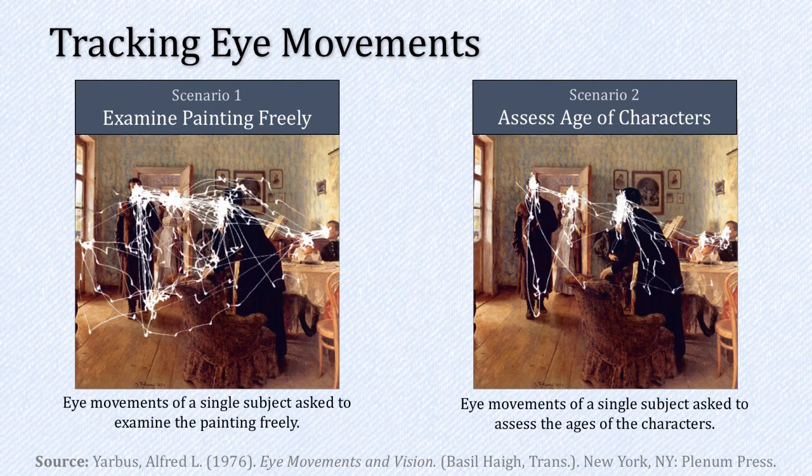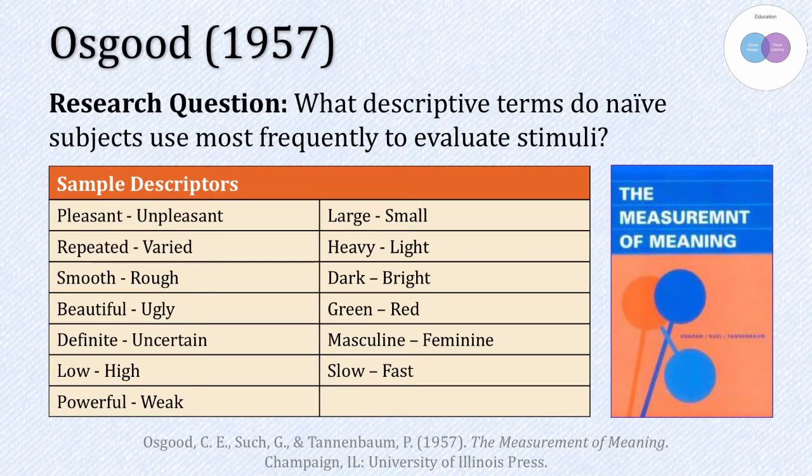Now, as you can see from the eye tracking results, the task, whether to look around freely or to assess the age of the people in the painting, significantly altered how people viewed the painting. Yarbus argued that this was evidence that both bottom-up and top-down processing exist. In the first scenario, the painting itself drives what participants view. However, in the second scenario, the task, or the need to determine the age of the characters, drove the viewing in a top-down manner.